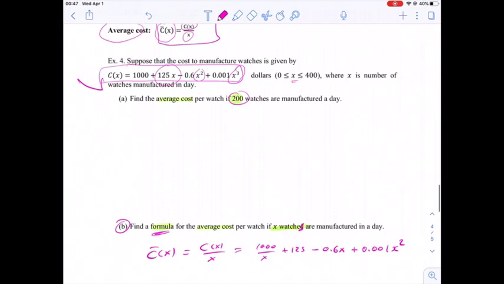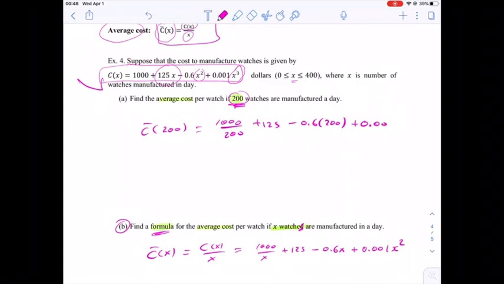Now let's go back to part A. We want to find the average cost if 200 watches are manufactured. That means we only need to substitute this into C bar. This gives us 1000 over 200 plus 125 minus 0.6 times 200 plus 0.001 times 200 squared. And if you use a calculator, you get $50 per watch.